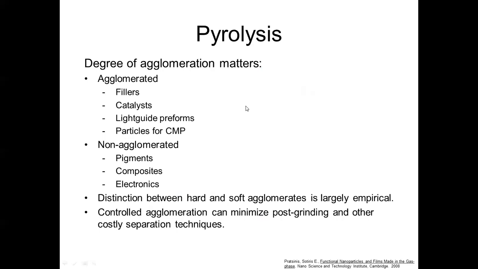So the degree of the agglomeration or aggregation matters. For highly agglomerated, tightly aggregated materials, we would use these for fillers, catalysts, particles for CMP because they have a nice narrow distribution and they're fairly mechanically robust. And for non-agglomerated materials, we could use those for things that are less mechanically intensive, like pigments, composites, and electronics. So this distinction, there's really no hard definition.